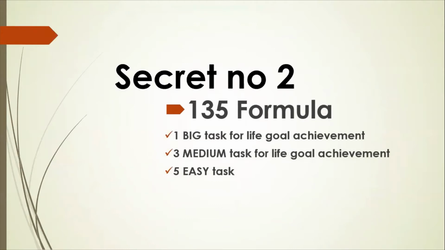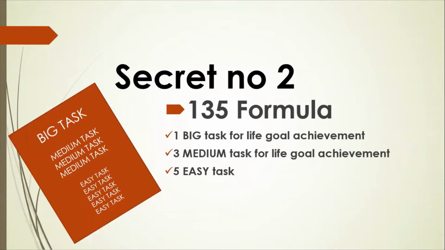Yes, guys, your to-do list should be planned in this way only. Your to-do list every day should consist of 1 big task, which is required for your life goal achievement, 3 medium tasks, which are very important for your life goal achievement, and 5 easy tasks, which may not be very important for your life goal achievement, but are required to be done on your day-to-day basis.